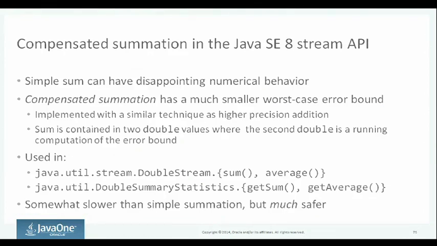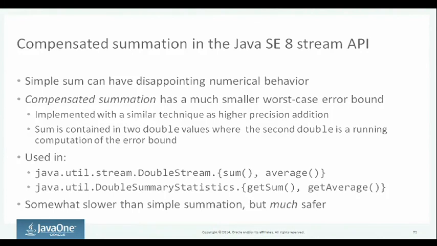Now, as we've seen before, simple sum can have very disappointing numerical behavior, as we saw with all those values that kept rounding away when you added them to 2. There's another technique called compensated summation that has a much smaller worst case error bound. And it's implemented using a similar technique to the one shown on the previous slide. You have the sum contained in 2 doubles instead of 1. You have the higher bits of the sum, and then you have a running version of the error bound.